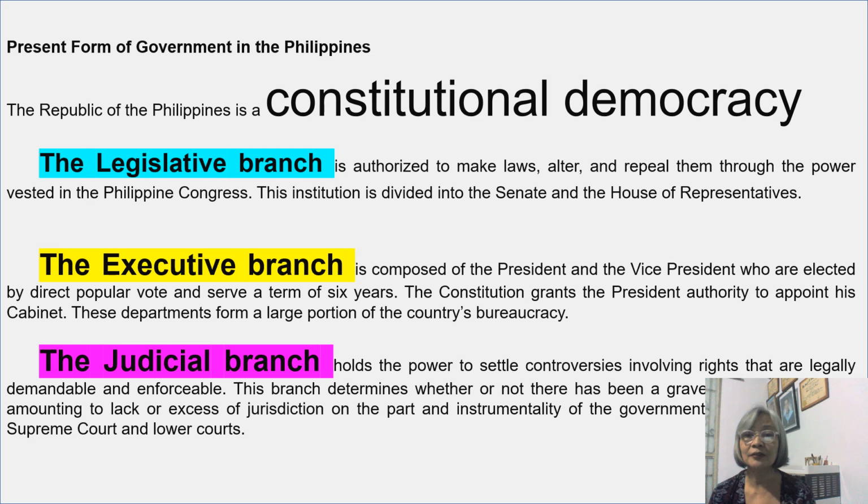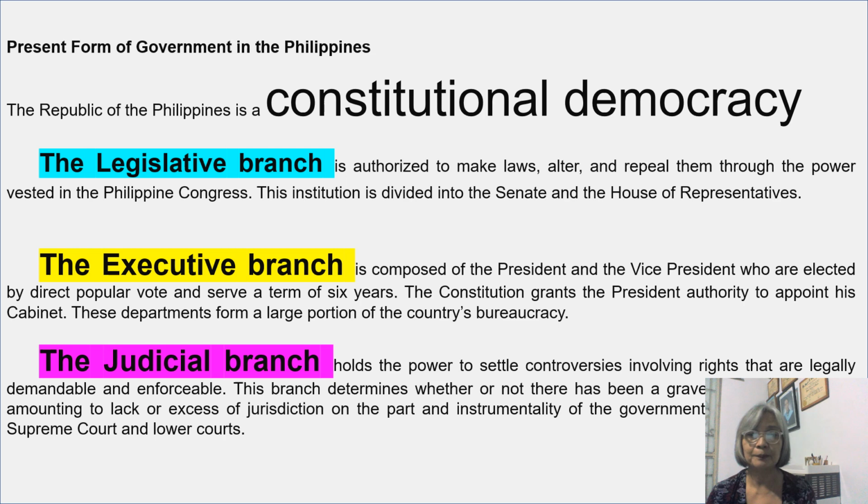So, let's summarize it. The legislative enacts the laws. Sila yung gumagawa ng batas. The executive branch implements the law. Sila yung nagpapatupad ng batas. And the judiciary interprets the law. So, ang judiciary ang nagde-determine kung lawful or unlawful ang isang batas na ginawa ng legislative branch. Or, naipatupad ba ng tama ng executive branch.